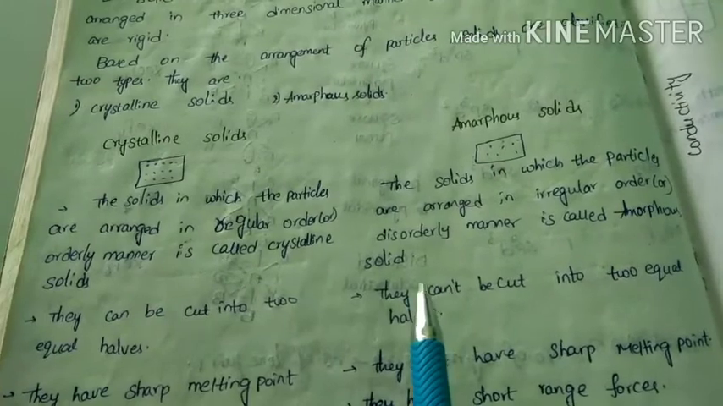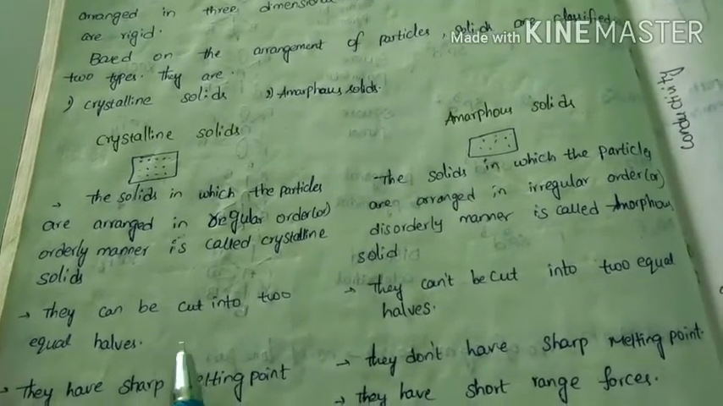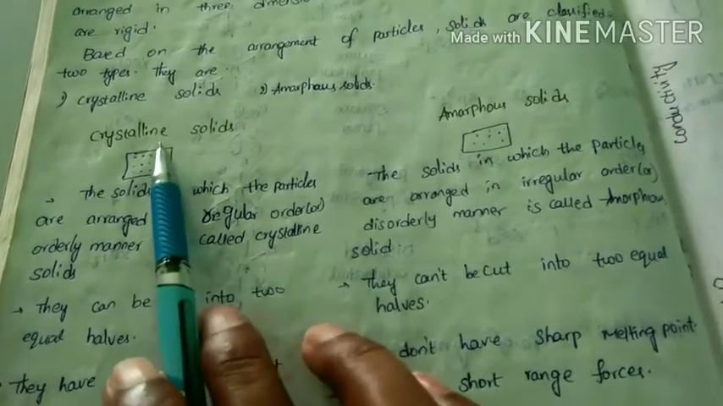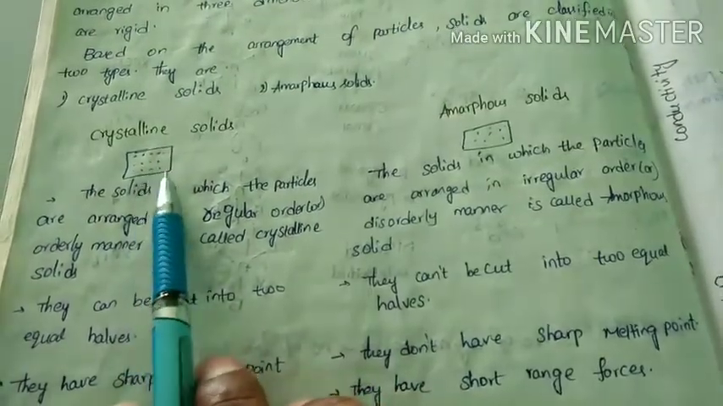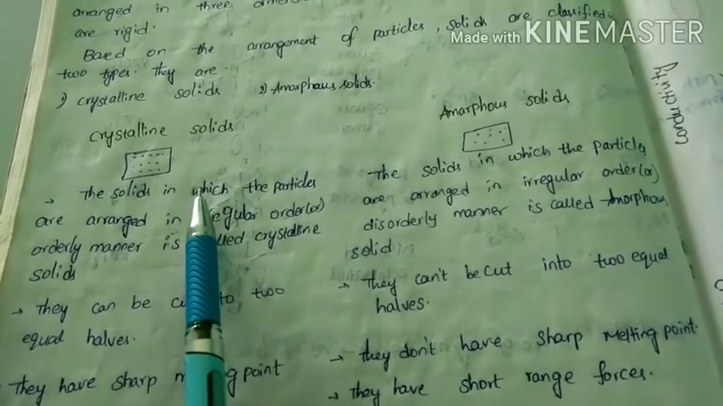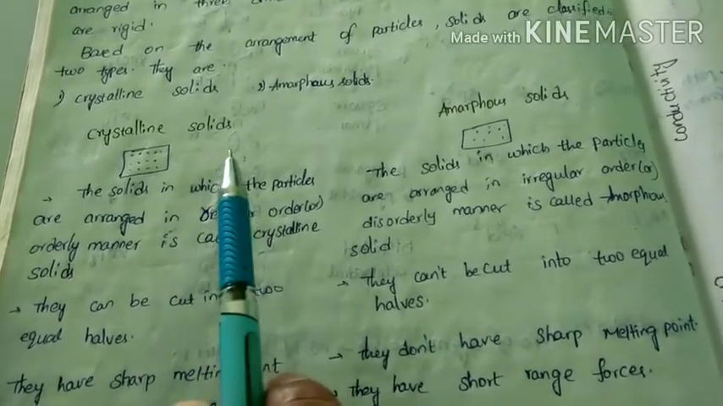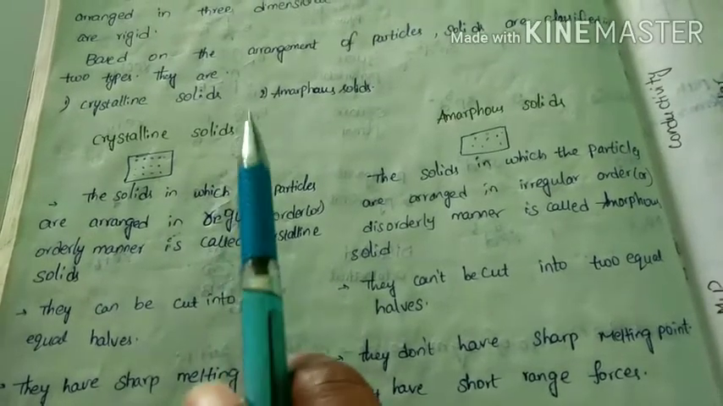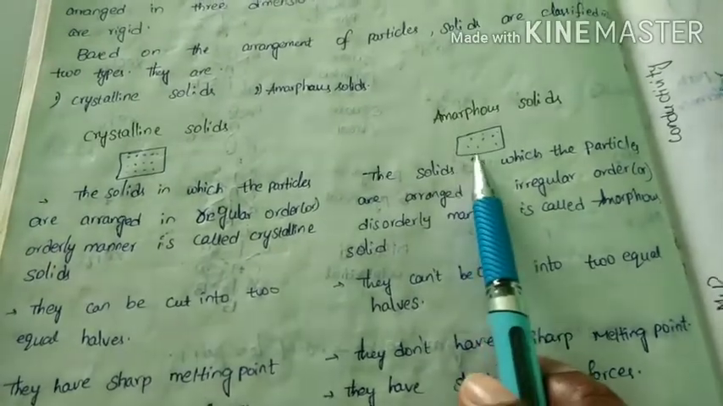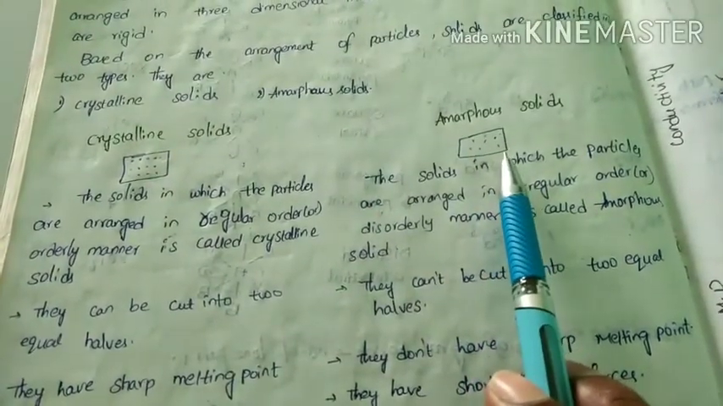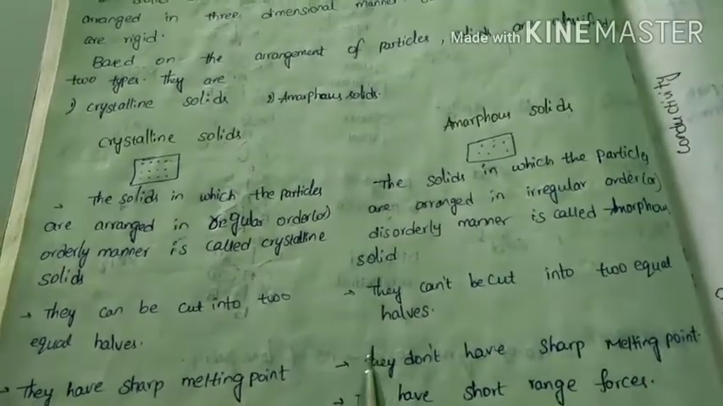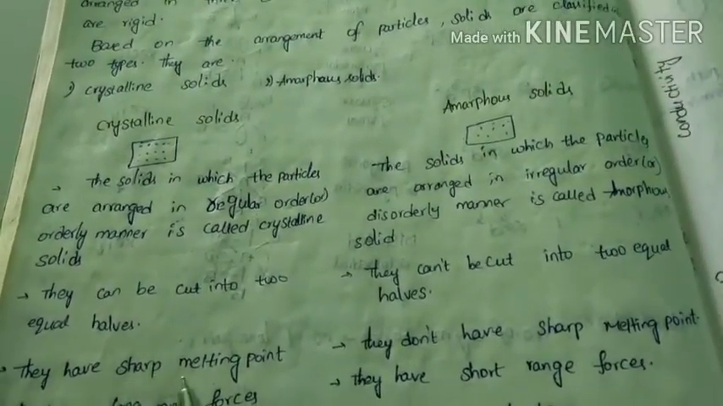Here there are some more points regarding these two. Crystalline solids can be cut into two equal halves. Because the particles are arranged in a regular manner, we can cut them into two equal halves, and then also the particles are arranged in a regular manner. But in amorphous solids the particles are arranged in an irregular manner, so we cannot cut them into two equal halves. Next one, they have a sharp melting point.